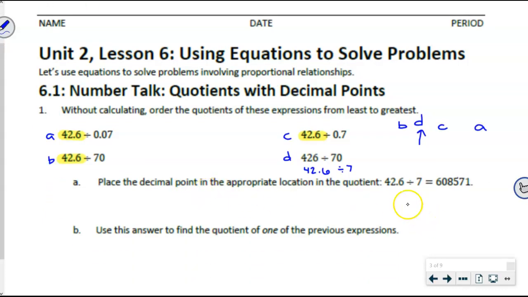Okay. Now, with that in mind, we now have that 42.6 divided by 7, which is how we can think of part D. If that's the case, where does that decimal place go? Where among all this 608571, where is that decimal place going to go? Anybody? Go ahead, Carter. Yeah, right after the 6. How do you know that?